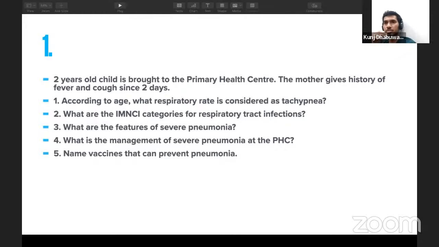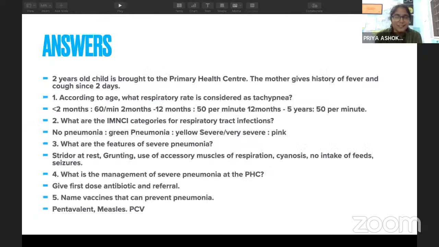Pentavalent. One more. Pentavalent has components that can prevent it. Even measles also, okay. So, I won't give you points for three. Severe pneumonia. Okay, so you're right about the classification. When a child actually comes and the mother tells that there's fever and cough, you start looking into whether this is pneumonia or not.